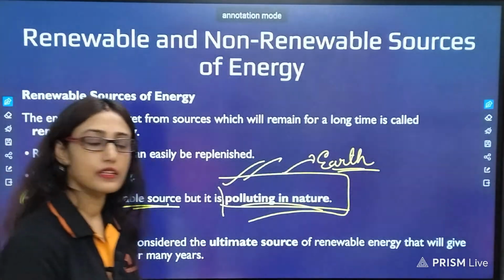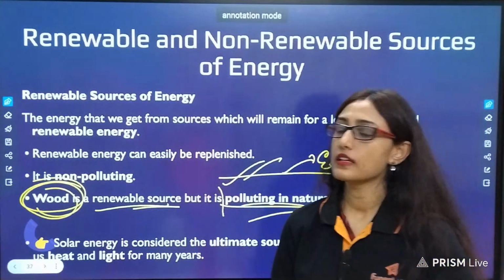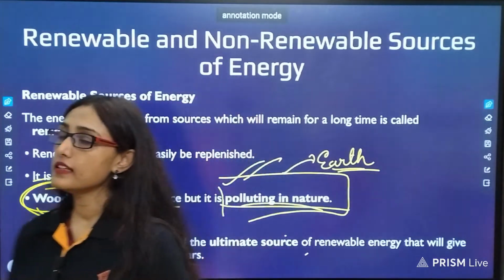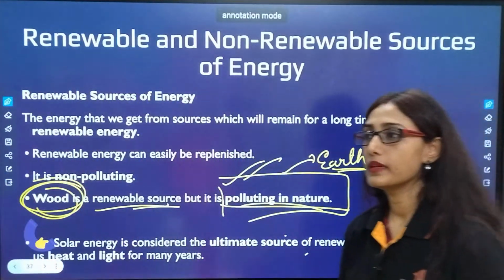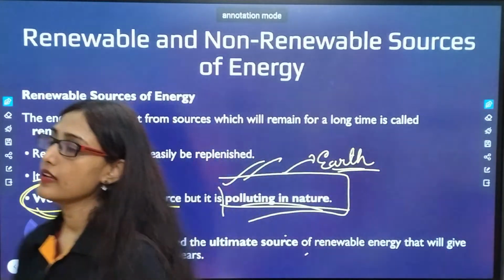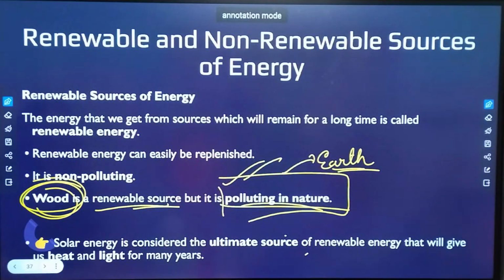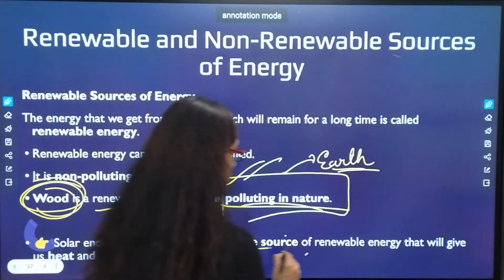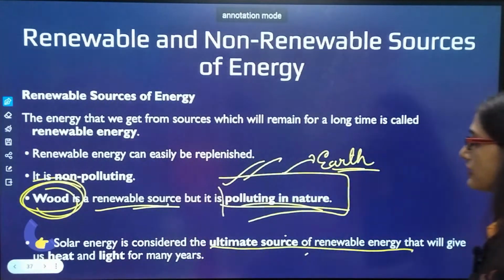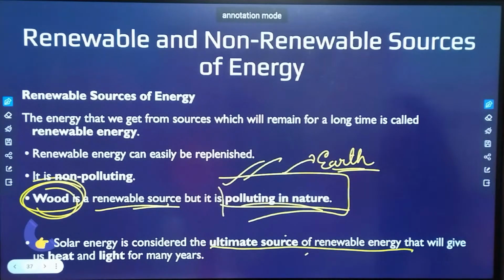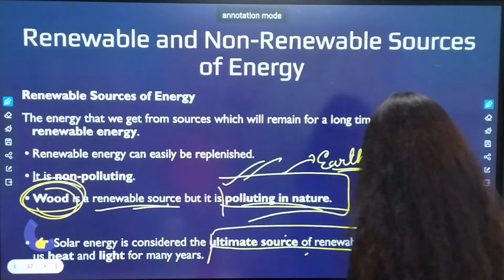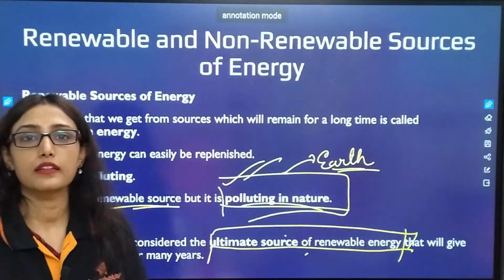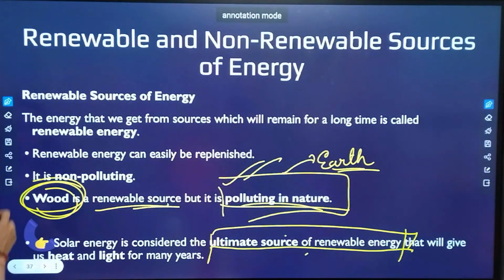Wind is not harmful, water is not harmful, tidal is not harmful, solar is not harmful, and they can be used again and again till infinite time. Solar energy is considered the ultimate source of renewable energy that will give us heat and light for many years. Because without the sun, there will be no earth also.